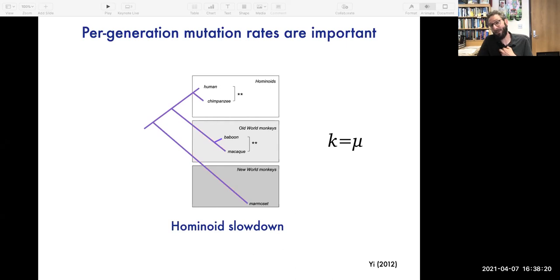One of the most important things we know in evolutionary genetics is that the rate of substitution over time per million years equals the rate of nucleotide mutation. So as long as we can get these both on the same scale, the nucleotide mutation rate per year should equal the nucleotide substitution rate per year. So K should equal mu.